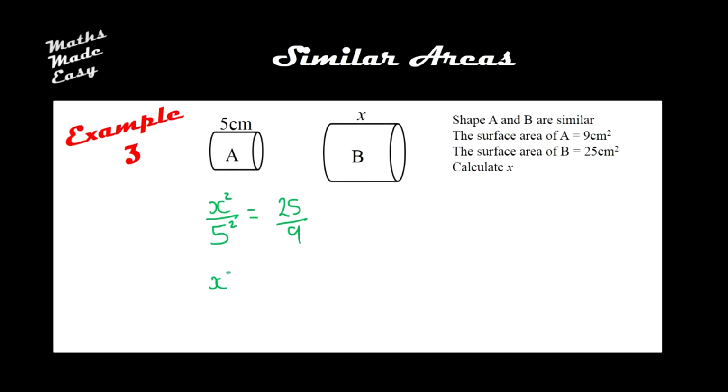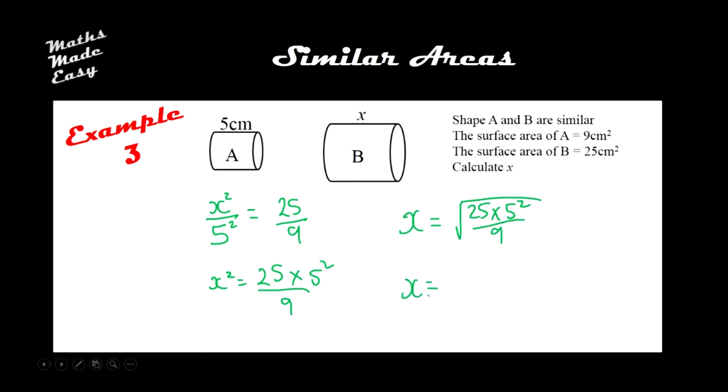So if I now rearrange, I would get x squared equals 25 times 5 squared divided by 9. And to solve that completely, I would need to square root both sides. So x would equal the square root of 25 times 5 squared divided by 9. So if you type all of this into the calculator, you will get the answer of 15 centimeters. And of course, when you square root normally, you might be expecting a plus or minus square root, but we know that this length can't be a negative length. That wouldn't make sense, so we just need to give the answer 15 and not negative 15.